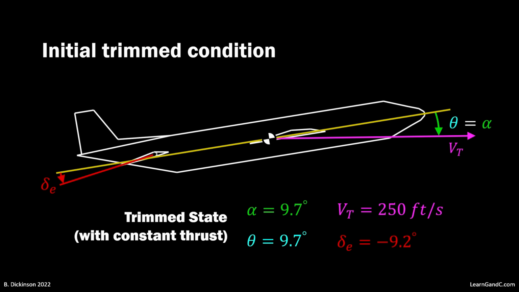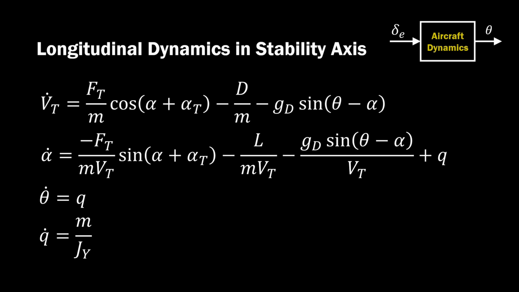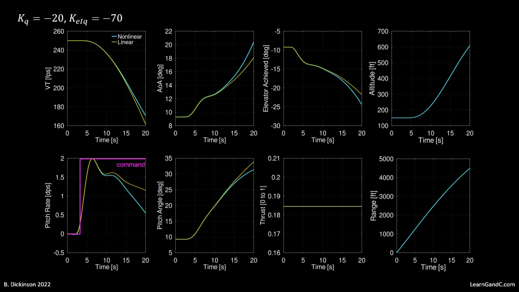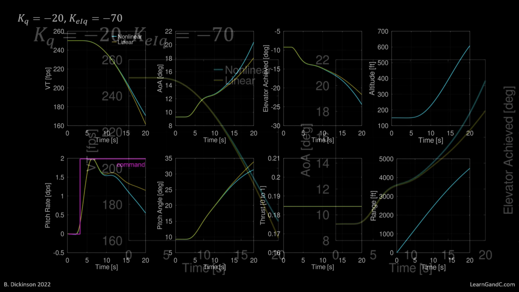Here we're going to track pitch rate commands about this trim condition. We use the stability axis longitudinal equations of motion. We won't go into their derivation or assumptions here, but the list of variables will be appended at the end of this video. Our tuned control system has an integral gain of -70 and a proportional gain of -20. Let's pause for a few moments and observe the results.